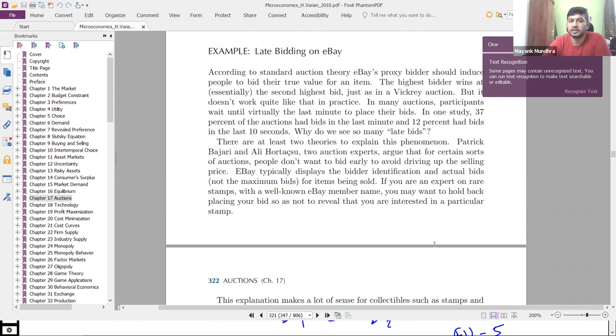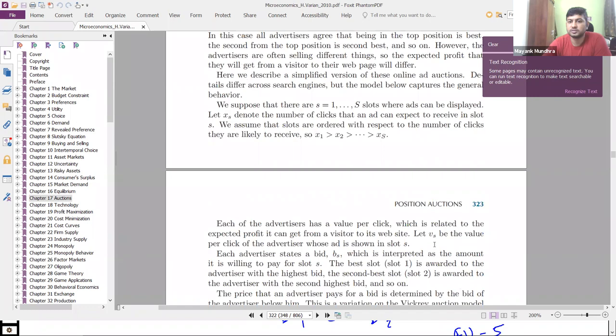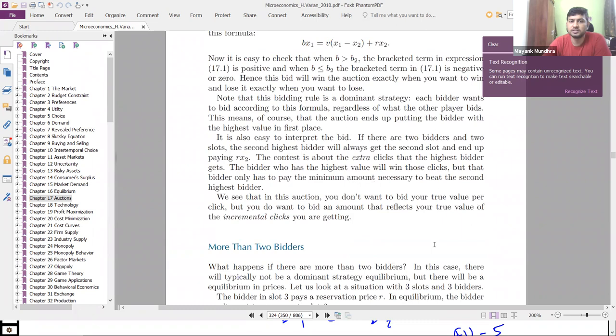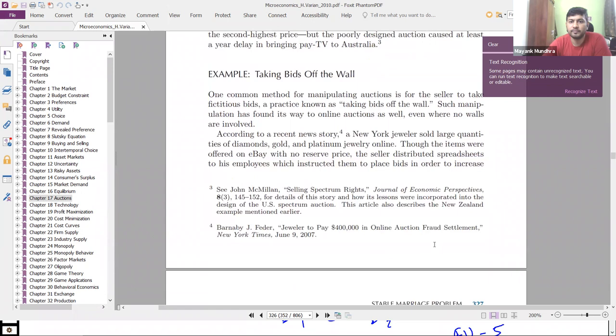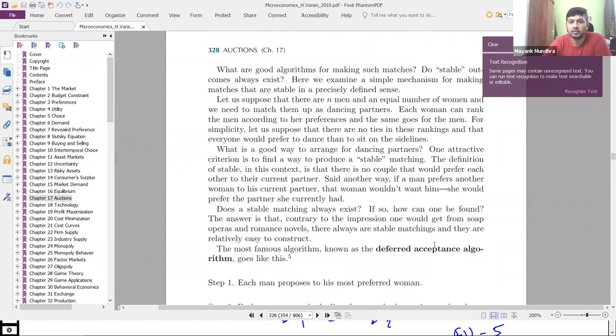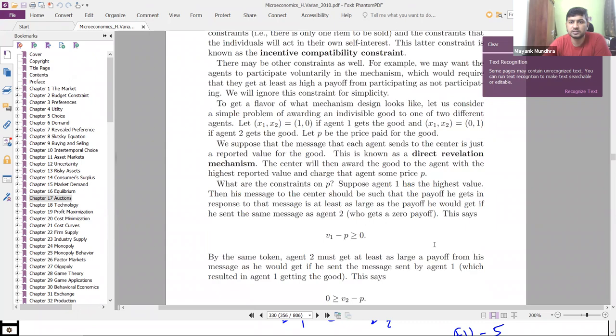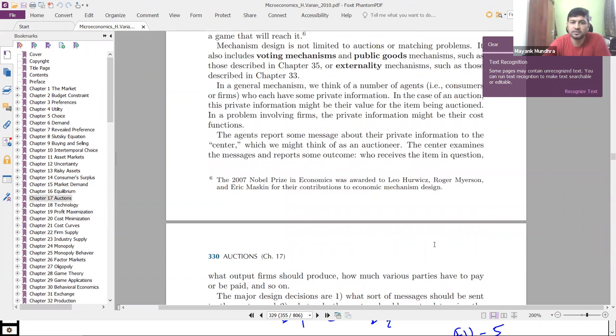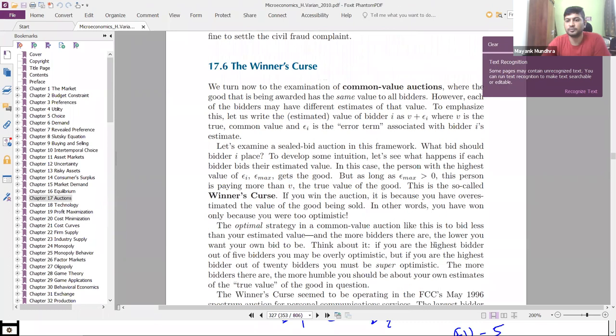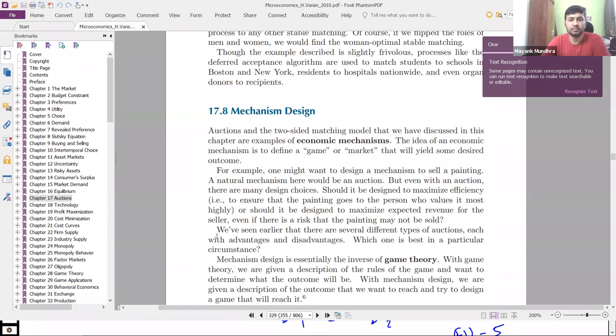Position auctions. And then there's a bit of math. Most of it is just verbal. You can skip mechanism design and these things. You can skip the last two sections. Okay, 17.7 and 17.8 you can skip. Still 17.6 you can do. Okay, that's 17.6. So read 17th chapter till 17.6.